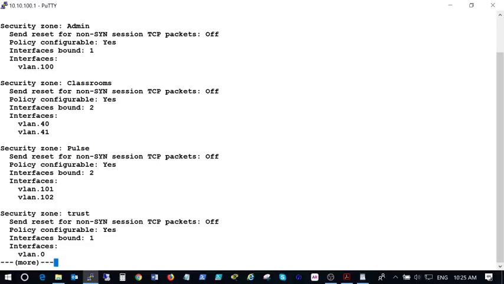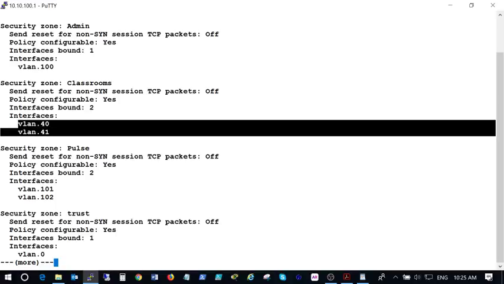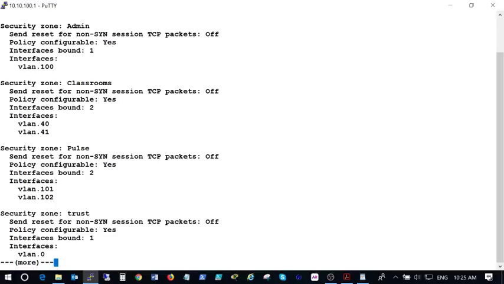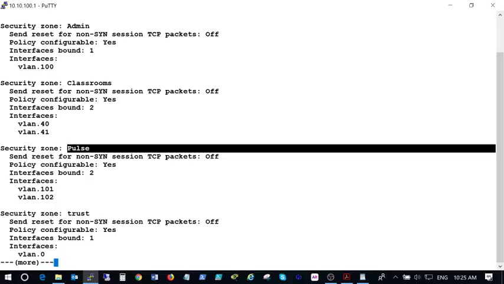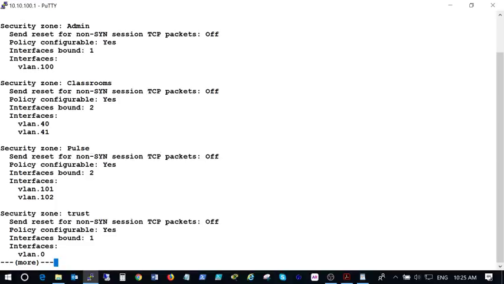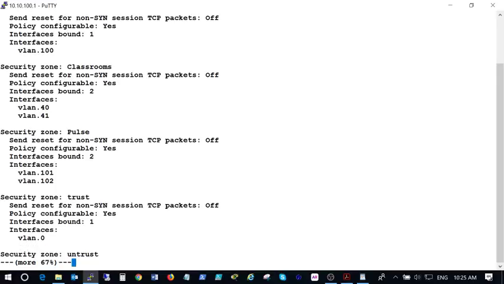Here's our classrooms. We've got two interfaces, and they are VLAN 40 and 41. So why is that? Well, we have two network segments in that zone, VLAN 40 and 41. If you haven't looked at what's on VLAN 40 yet, you will. We have another zone, which is our VPN zone. This is where a VPN comes in, and it's got its own little thing going on in that zone.